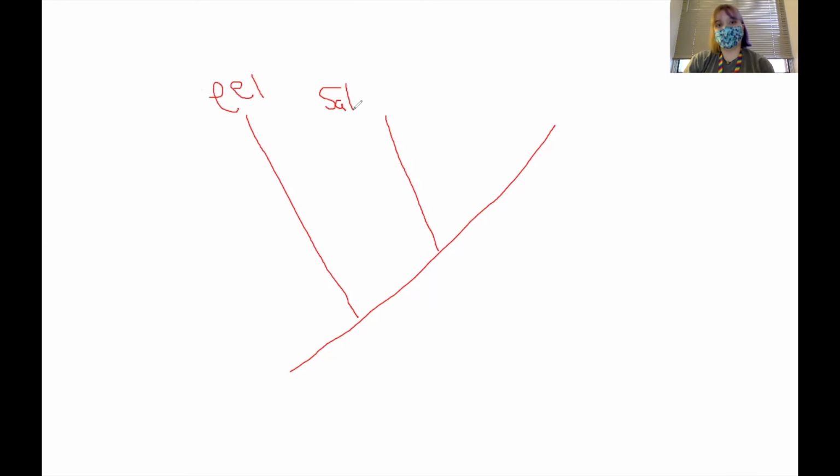Salamander. I don't know if you guys have ever tried to write using the touchpad on your computer. It's very hard. All right, so chimp.